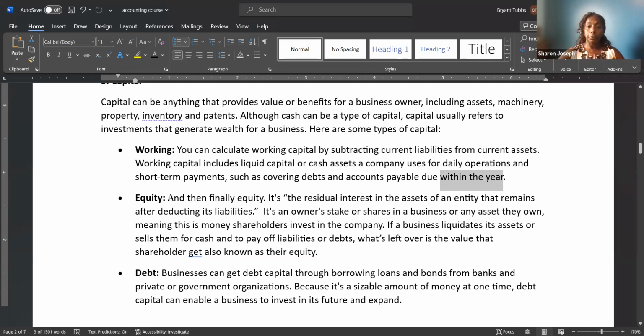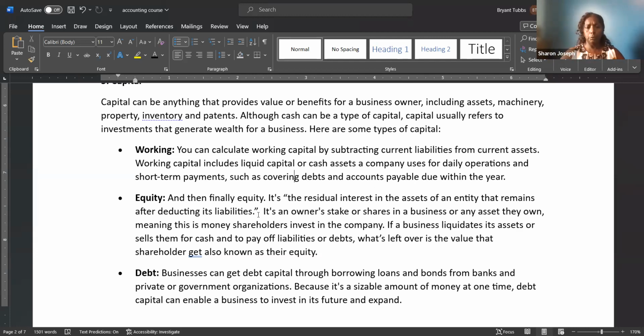Another type of capital is your equity. We talked about equity early on as being what's left over, or the value that a shareholder will get. The formal definition is the residual interest in the assets of an entity that remains after deducting its liabilities. So it's basically what's left for the stakeholders. If I were to sell off my business, I would pay off all of my liabilities, sell off all of my assets, and whatever is left over is considered the equity.